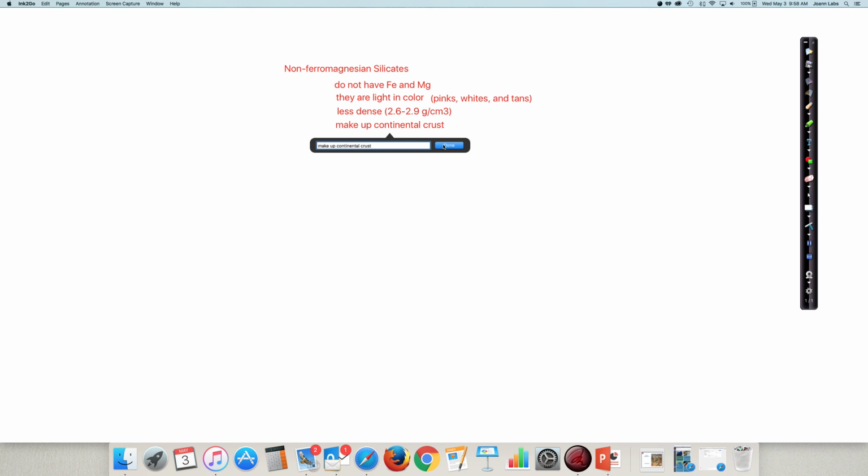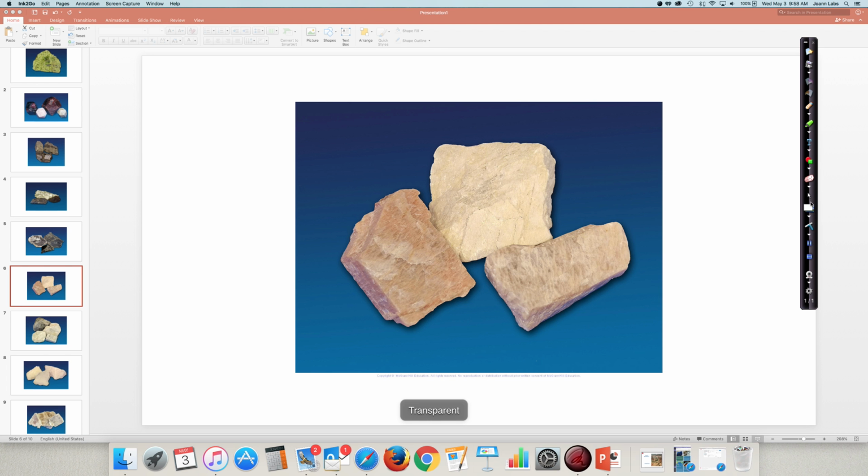Remember from plate tectonics, continental crust is less dense than oceanic crust, and it's because it's made up of primarily non-ferromagnesian silicates. Remember, silicates are the most common type of minerals. So most of the minerals on the Earth's surface and throughout the Earth are silicates. There's several different groups, and the first group we're going to talk about is the feldspar group.